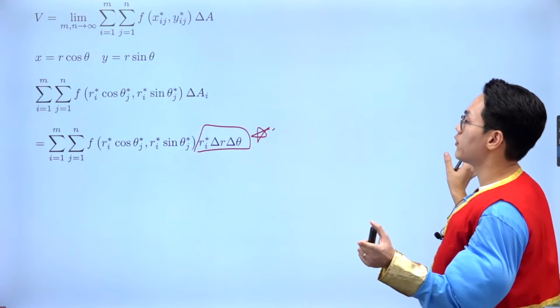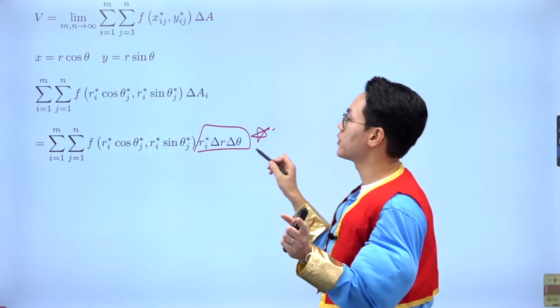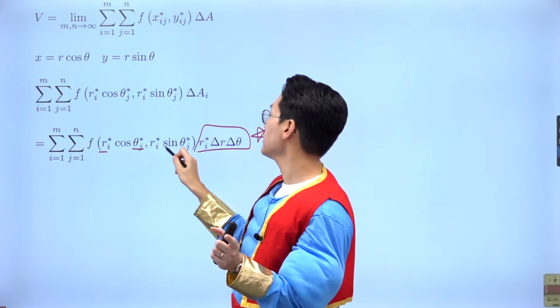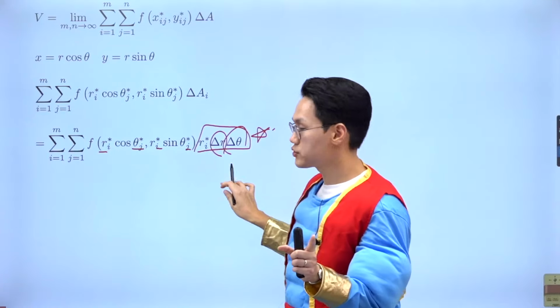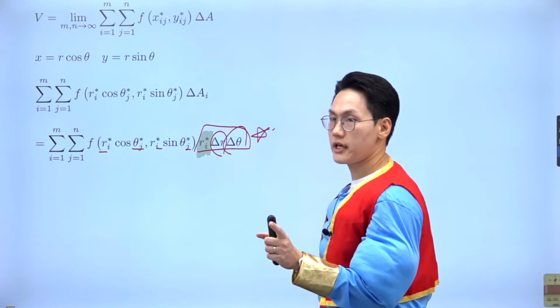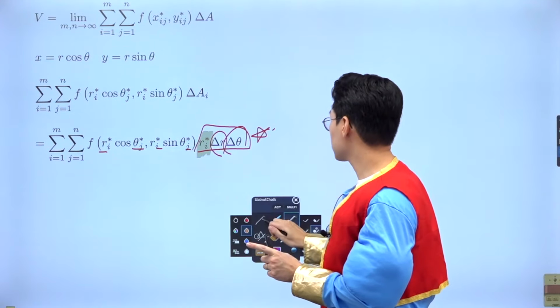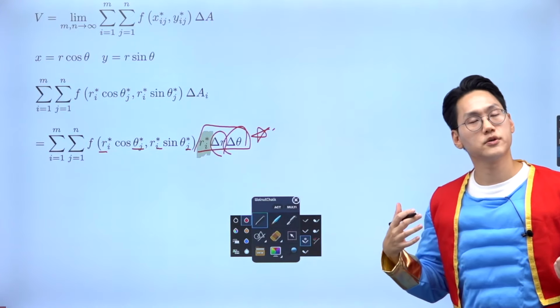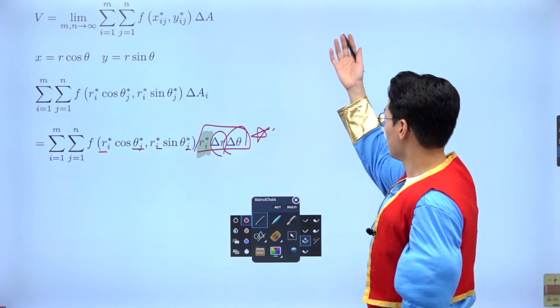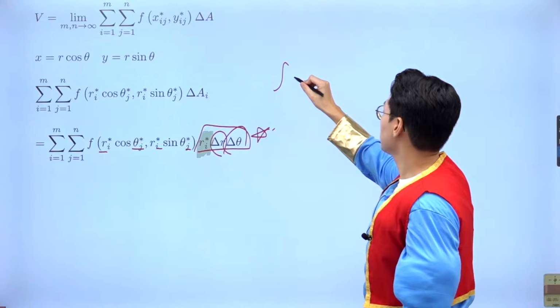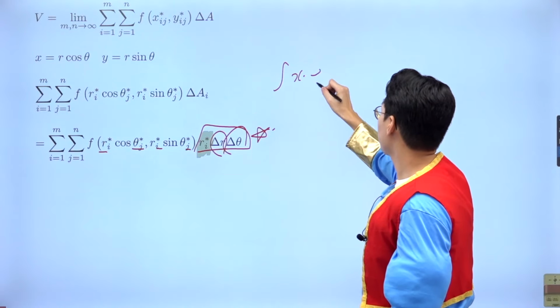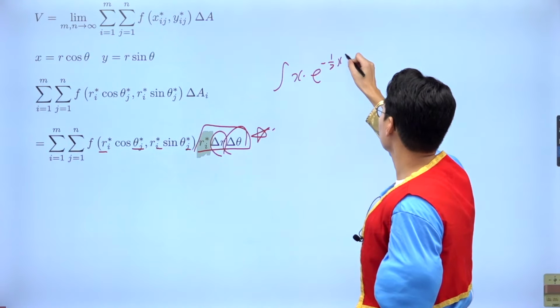So now I'm very happy, because all my function expression will be in terms of r and theta, and I got the dr and d theta. But I want you to realize I got this interesting scale factor r. And that's what happens when you do integration by substitution. For example, if I were trying to integrate x times, let's say, e to the power of negative 1 over 2 x squared dx, right?